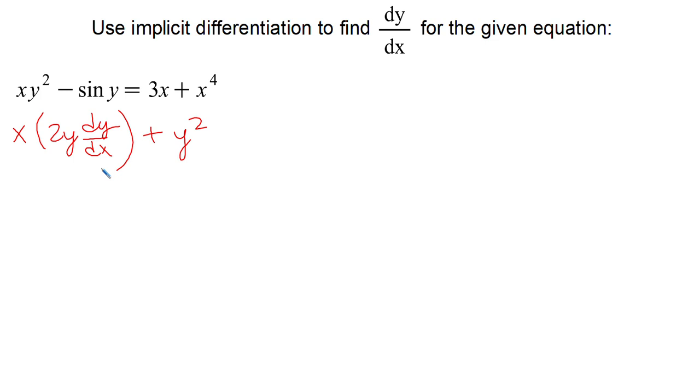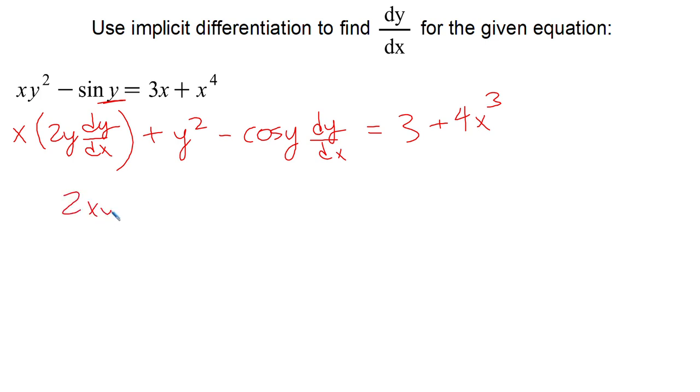But this one does because we did take the derivative of the y squared in terms of x. The derivative of sine is cosine. So when we do minus sine y, that'll be minus cosine y times dy dx because we're taking the derivative of a term that includes a y. And then on the right-hand side, we've got a 3 for the 3x and a 4x cubed. That's the derivative of x to the 4th using the power rule. So we'll clean up the left-hand side: 2xy dy dx minus cosine y dy dx.